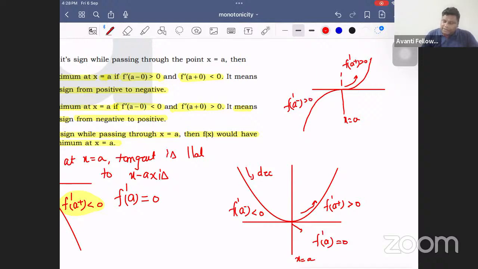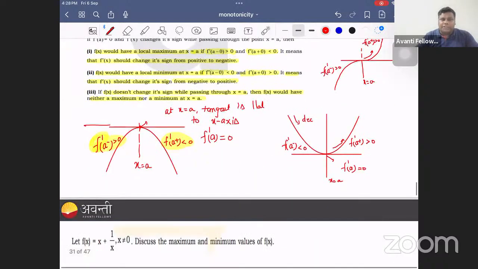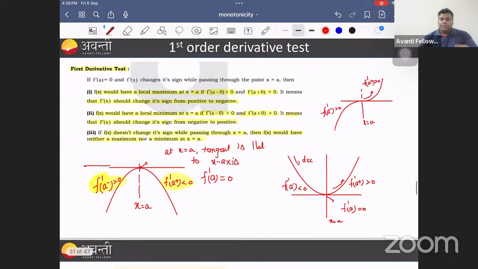All right. So let us give it a quick recall for the first derivative test. If at x equals a, the function's derivative is 0, but before a the derivative is positive and after a the derivative is negative, it means the function is going from increasing to decreasing. Increasing to decreasing means at x equals a, it is the point of local maximum.